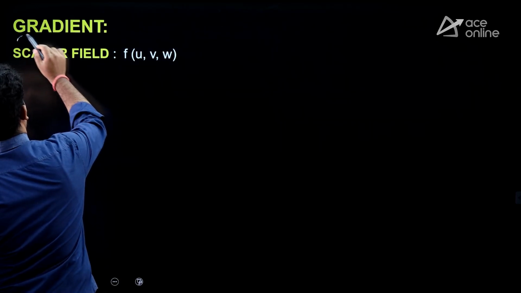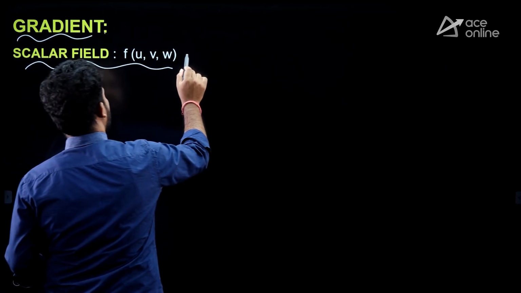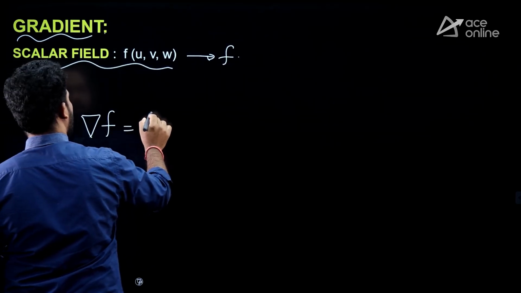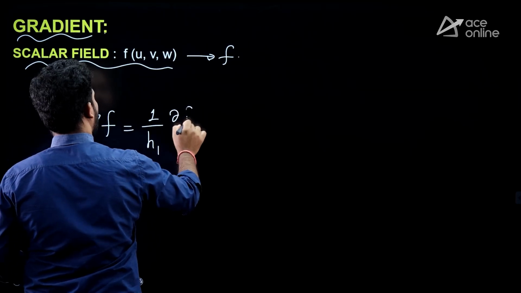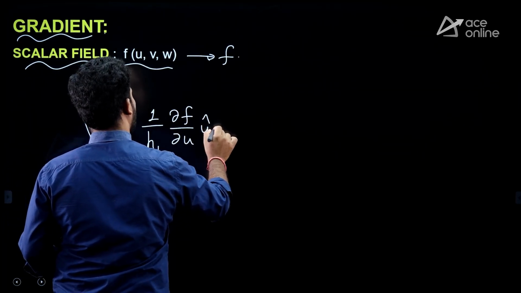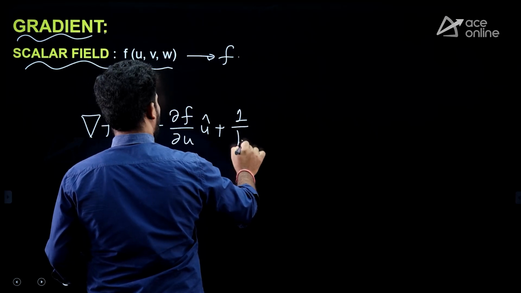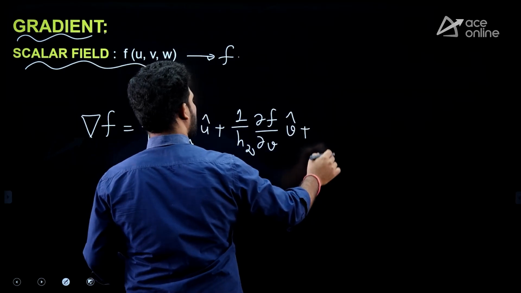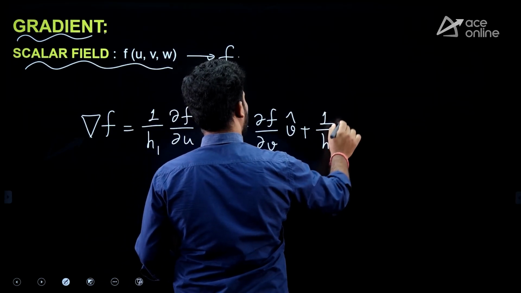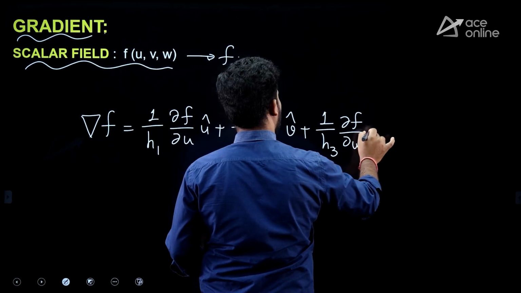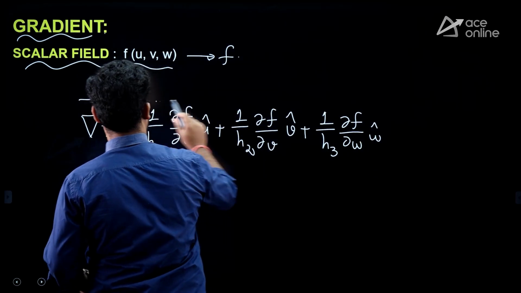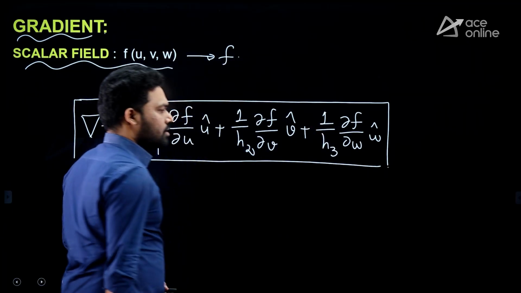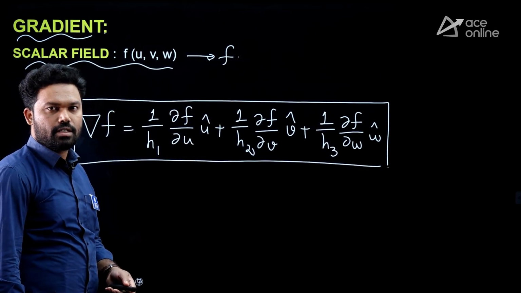Next, the gradient. Gradient is performed on the scalar field, which I'll represent as f. The standard form for the gradient is: gradient of f = (1/h1) ∂f/∂u u cap + (1/h2) ∂f/∂v v cap + (1/h3) ∂f/∂w w cap. So you can modify accordingly for the Cartesian, cylindrical and spherical.